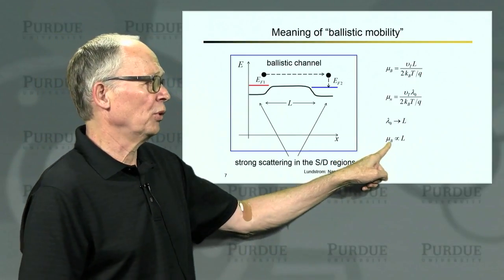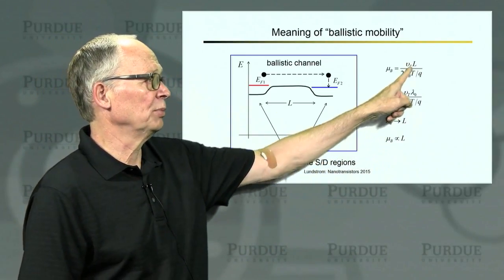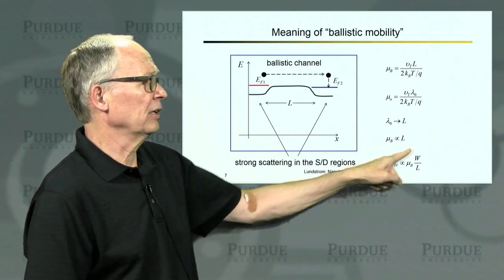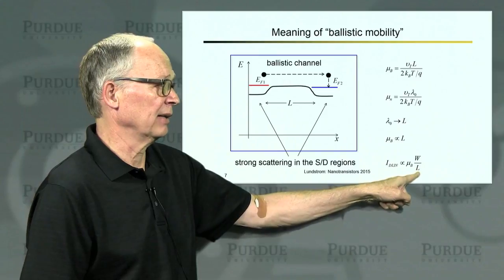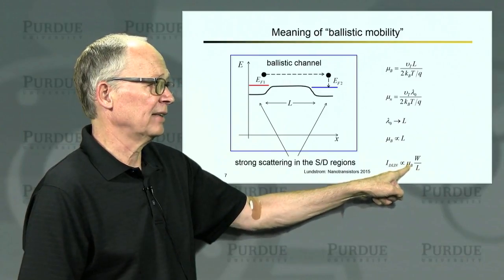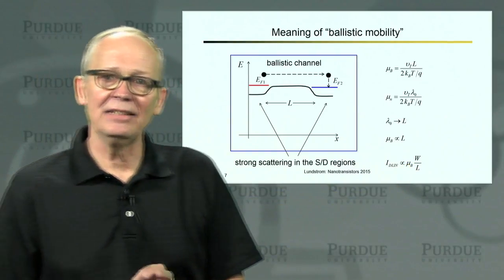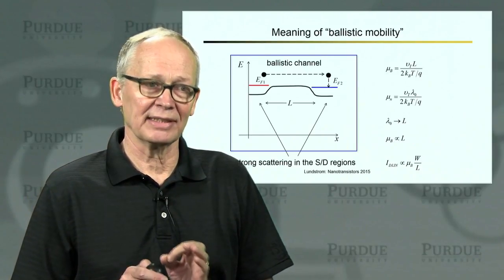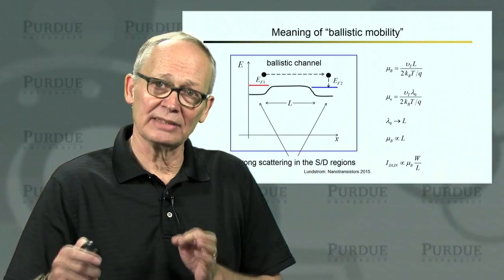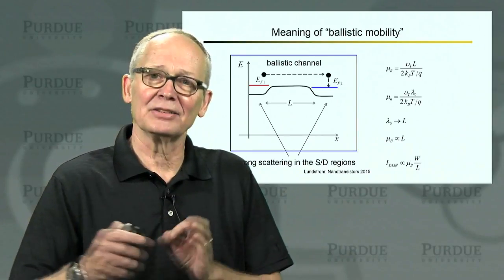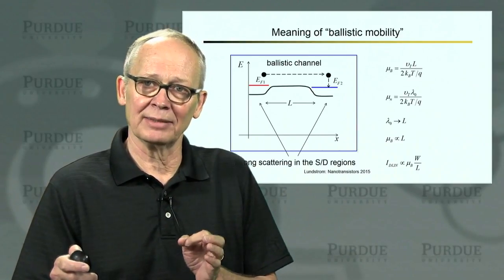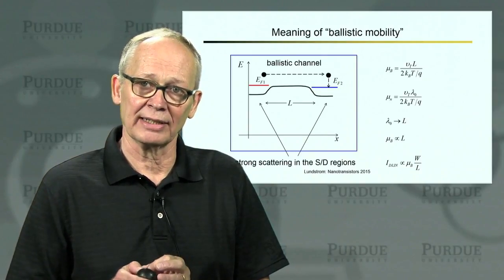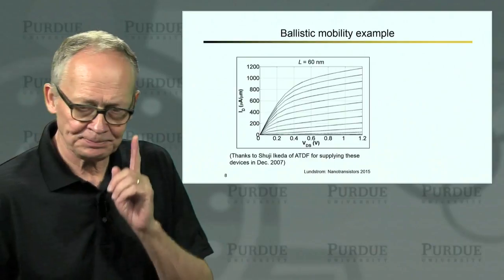Now, it's important to understand that the ballistic mobility is proportional to the channel length. The current is proportional to width divided by length. And since I have a length here, the net result is independent of channel length, which is what it should be for a ballistic MOSFET. Doesn't matter if the channel is twice as long. Nothing is slowing the electrons down and preventing them from getting out of the drain. So the current should be independent of channel length in a ballistic MOSFET.